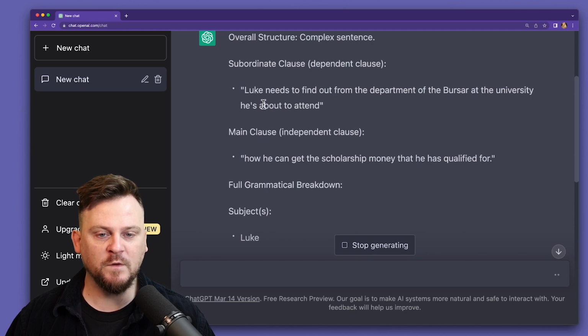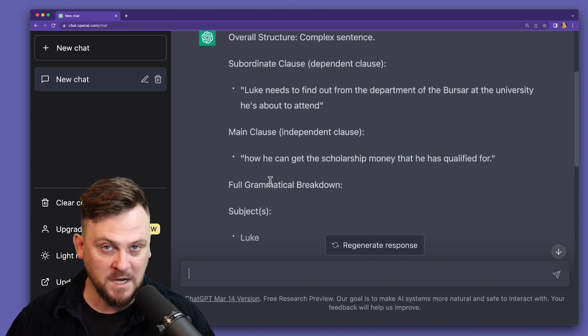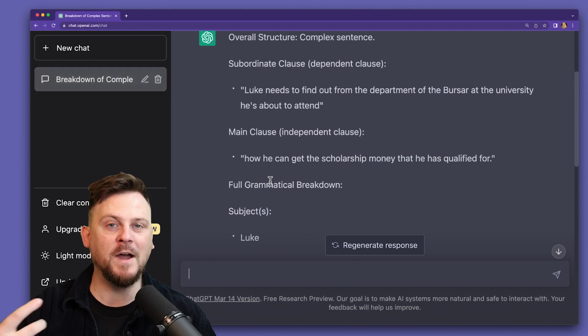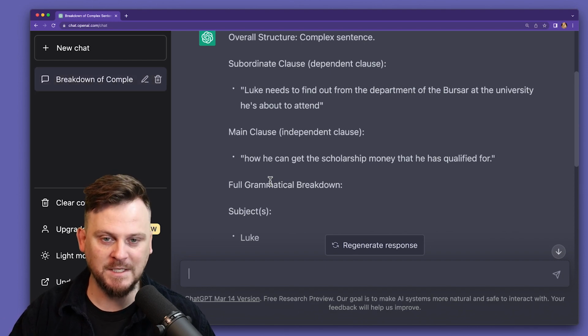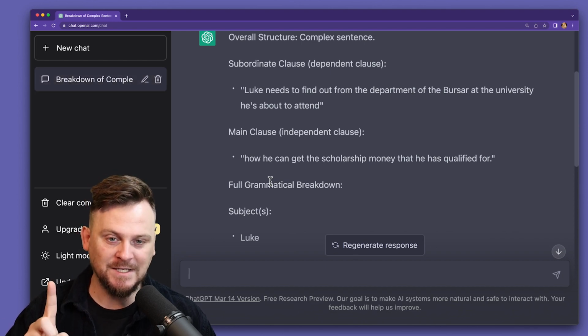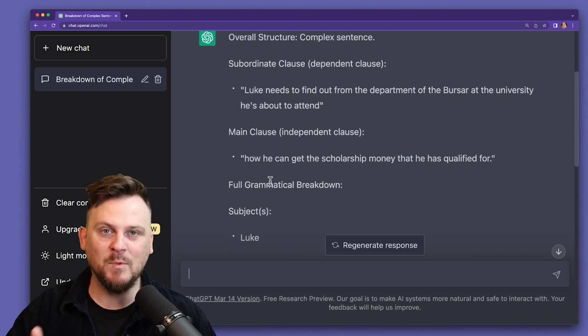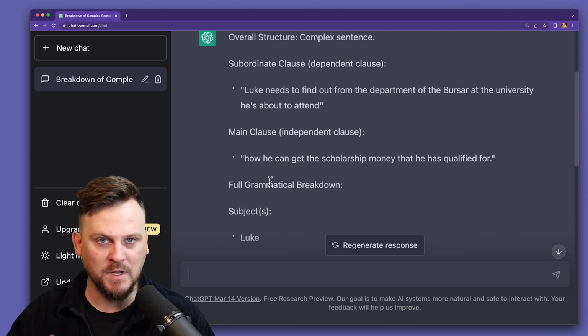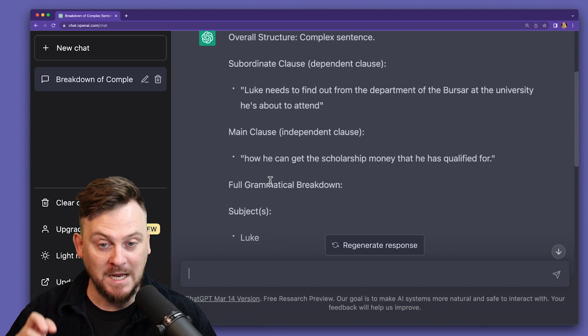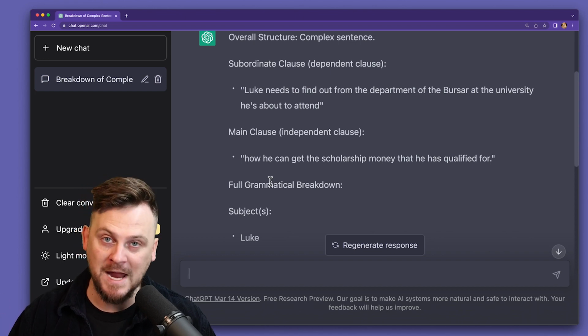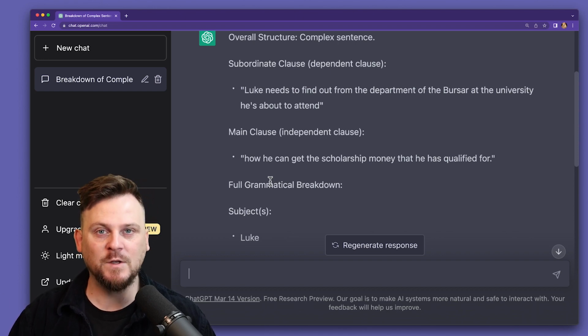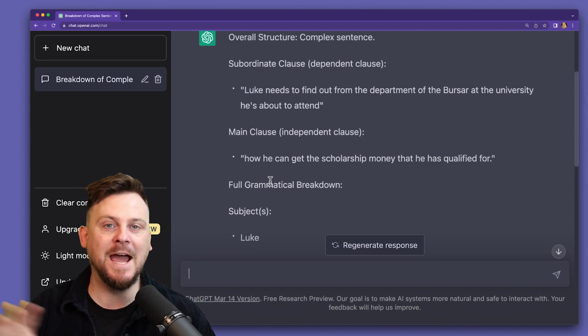So Luke needs to find out from the department of the bursar at the university he's about to attend. That is the dependent clause. What does that mean? Well, we could dive into that and find out that what that means is it is not able to stand by itself as a complete sentence, whereas an independent clause or a main clause can. So if you have an independent clause or a main clause, that means you could just say end, and it's a sentence.